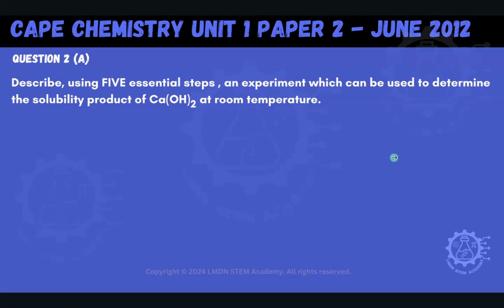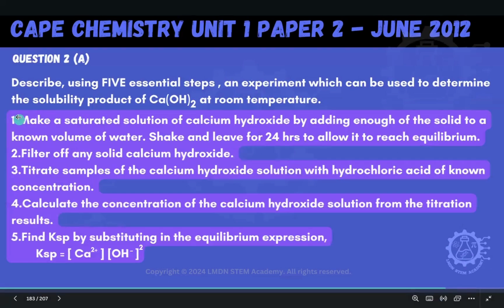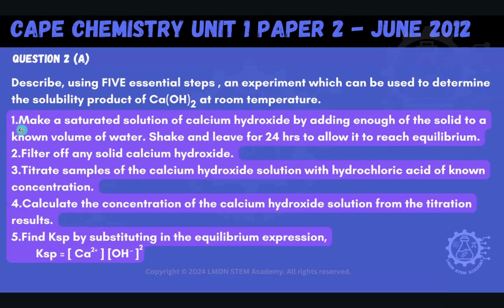So whenever we need to do a solubility product determination, there are 5 key steps, and here they are. So the first one is that we have to make a saturated solution of calcium hydroxide by adding enough of the solid to a known volume of water. Then we're going to shake that mixture and leave it for 24 hours to allow it to reach equilibrium.